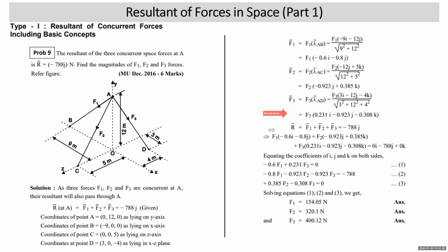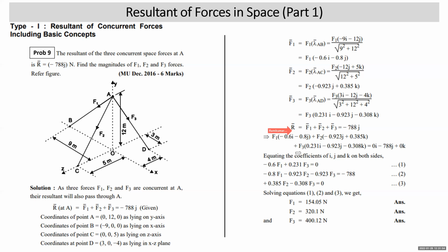So R bar is F1 bar plus F2 bar plus F3 bar, which is given to us as minus 788. I'll substitute the values of F1 bar, F2 bar, F3 bar from here. Here F1 is the magnitude of force F1, F2 is the magnitude of force F2, F3 is the magnitude of force F3. We have written them in vectorial form. So the IJK coefficients are equal to 0I minus 788J plus 0K, because the resultant is having only a Y component. X and Z components are 0.